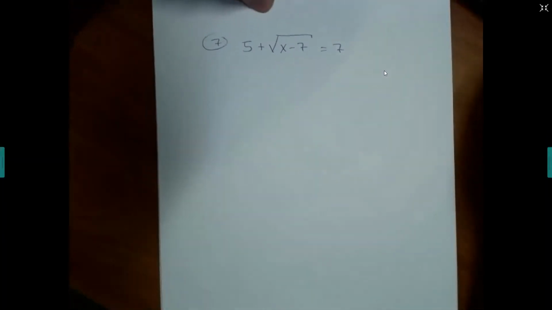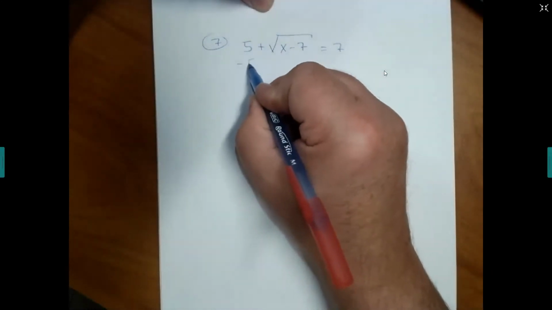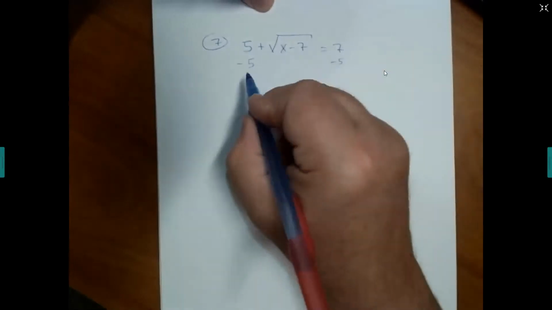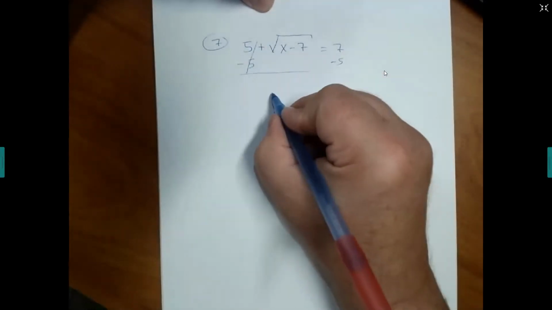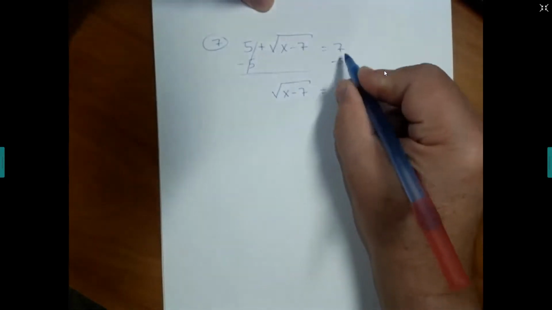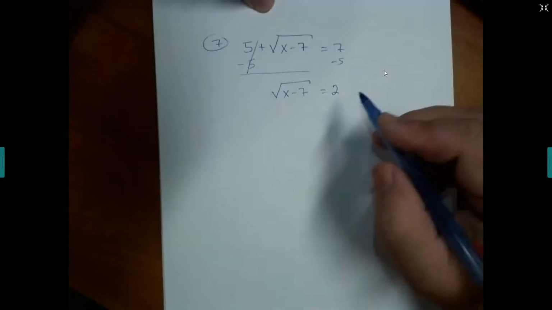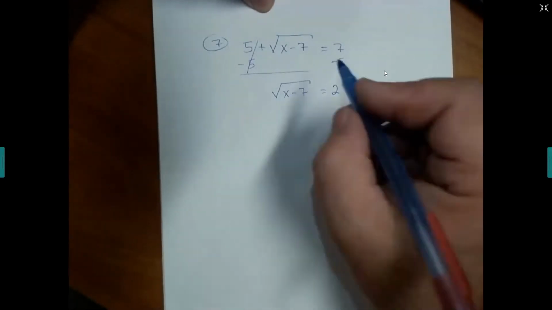So is the radical by itself? No, so we have to get rid of it. Subtract 5 from both sides. Square root of x minus 7, and 7 minus 5 is 2. Now it's by itself. Numbers over here.